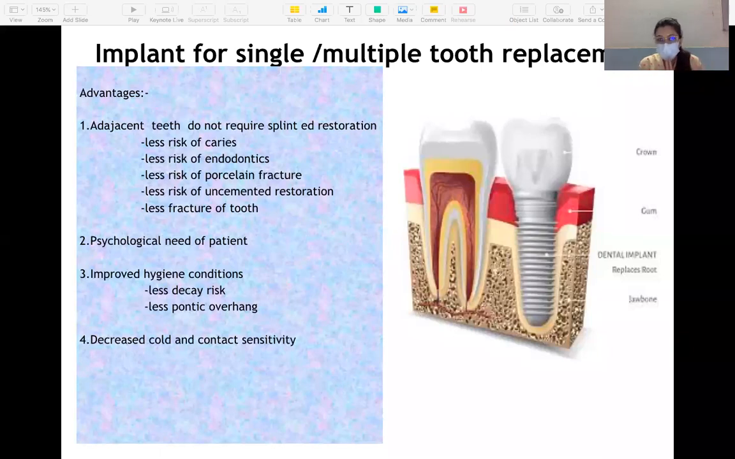Psychologically, it is more beneficial for the patient because it gives a new tooth-like feel. There is improved hygiene, less decay, therefore, and less pontic overhang. Also, there is decreased cold and contact sensitivity in implants, which you can commonly see in FPDs. And also, wherever there is a direct retainer given on the abutment tooth in RPDs, there also over a period of time, an increase in cold and contact sensitivity can be seen.